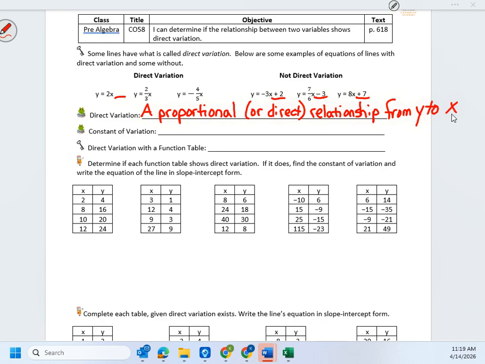The constant of variation, this is how we find it. We take the y and we divide it by the x. You could set that up as that fraction, y over x. Okay, so it can be a fraction. So sometimes we divide it down to be a decimal, sometimes it's just that fraction. I like to leave it as a fraction.